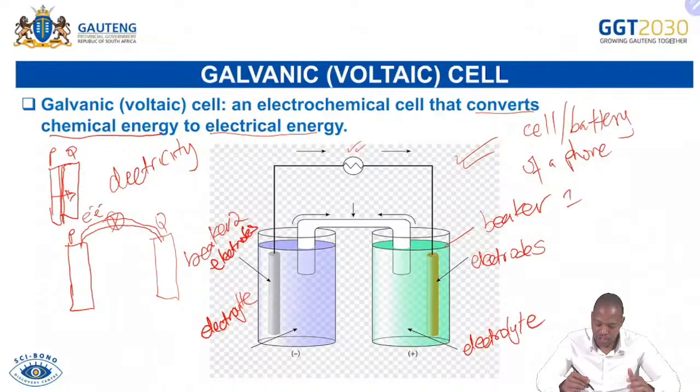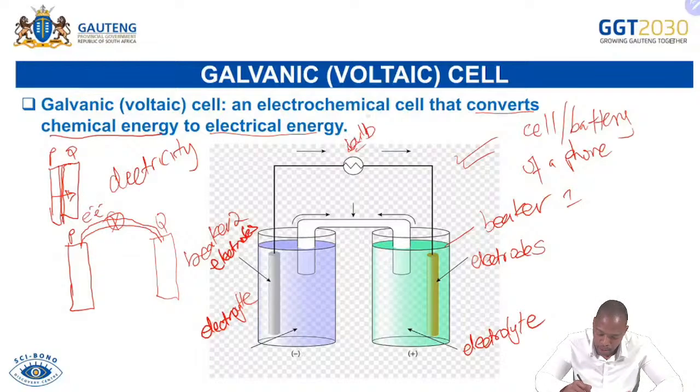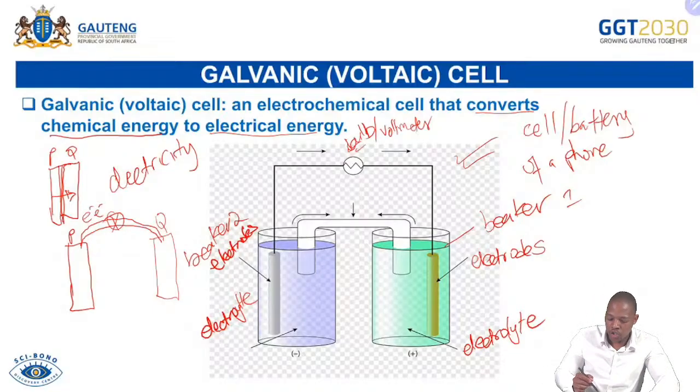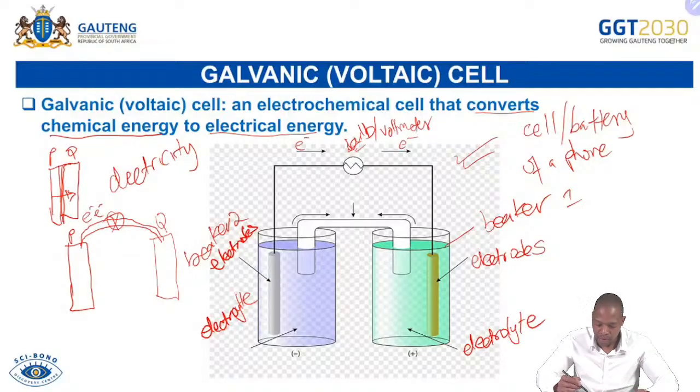And then outside here is going to be your appliance. That appliance can be a bulb. Usually they use a bulb, or sometimes they use a voltmeter. A voltmeter shows that there's potential difference, and if there's potential difference, then there must be electricity flowing there, or charges or electrons. And then this direction shows the flow of electrons. And then you now have, obviously here, this is what?